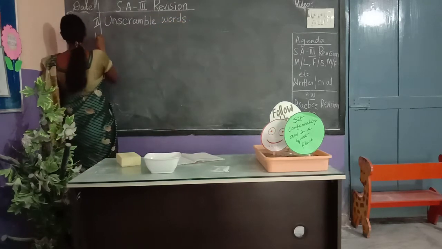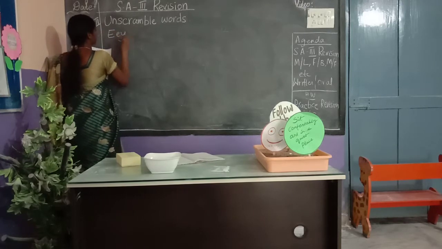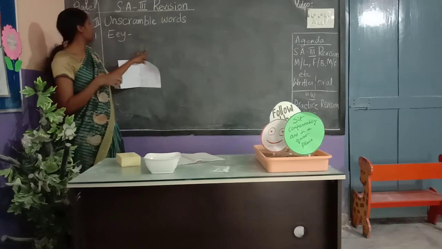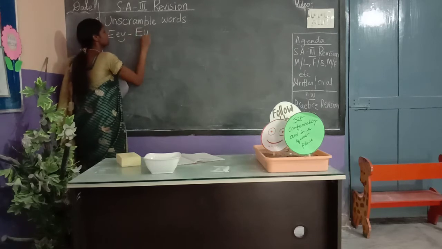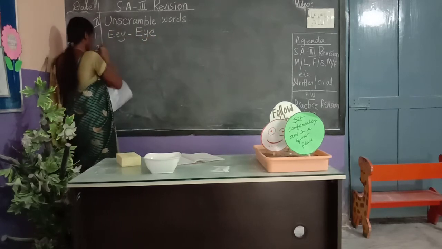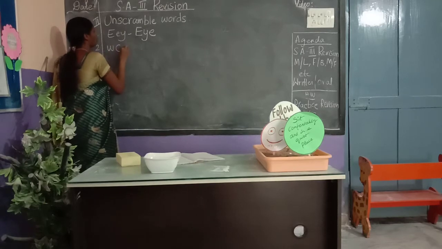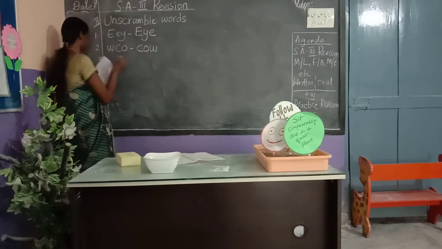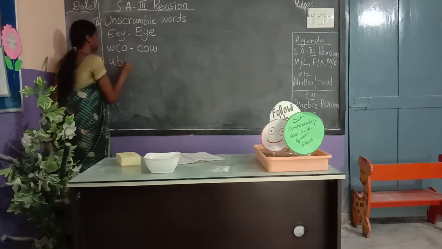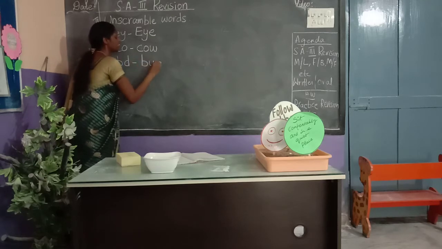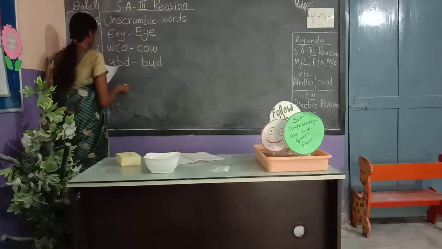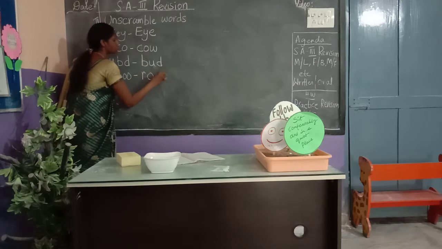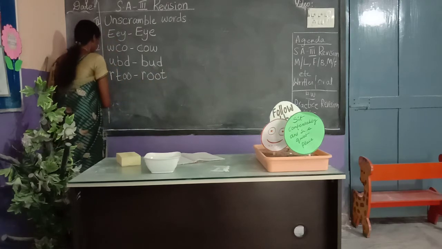Okay. First one, E-E-Y. Can you tell me? You need to change the letters to make it a meaningful word. Okay? You have to write E-Y-E, eye. Second, W-C-O. Can you guess what is the correct word? C-O-W, cow. Third, U-B-D, B-U-D, bud. Fourth, R-T-O-O, R-O-O-T, root. So root is the correct word.